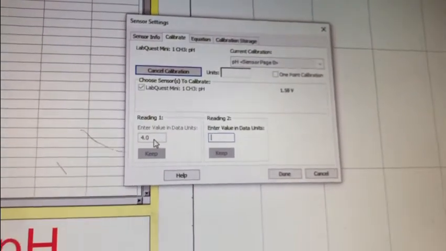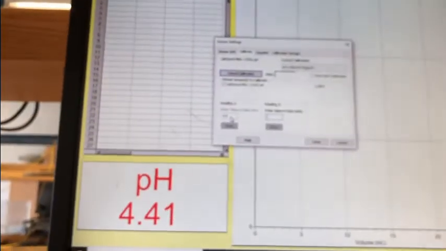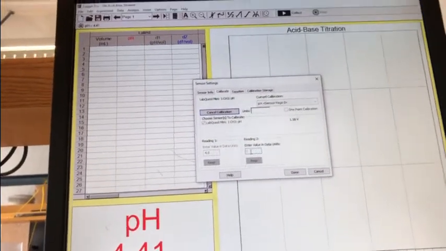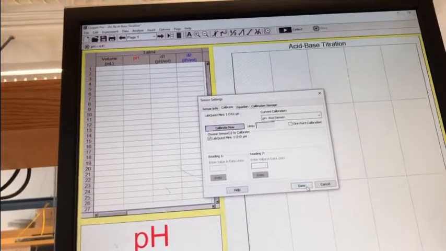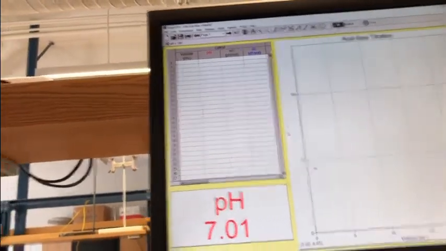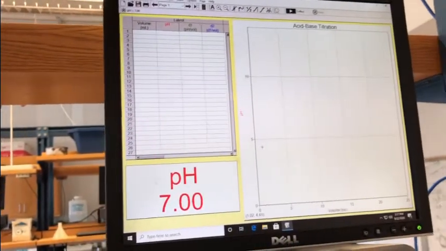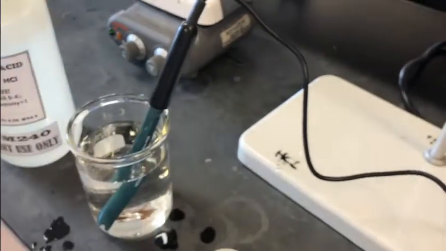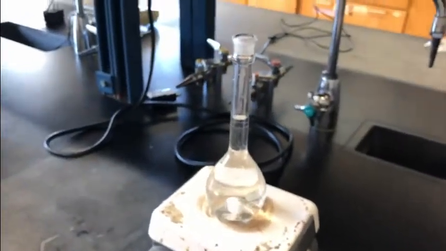So then we are going to do the same thing as before. We are going to put the value 7.0, then keep it and done. So as you can see, our pH meter is already calibrated. Before the titration we are putting it inside. Then I will take 20 ml of this KHP.